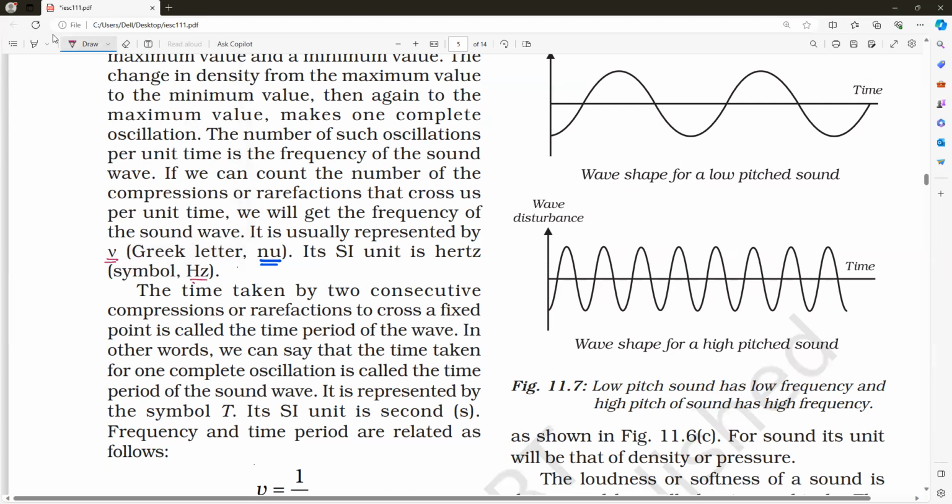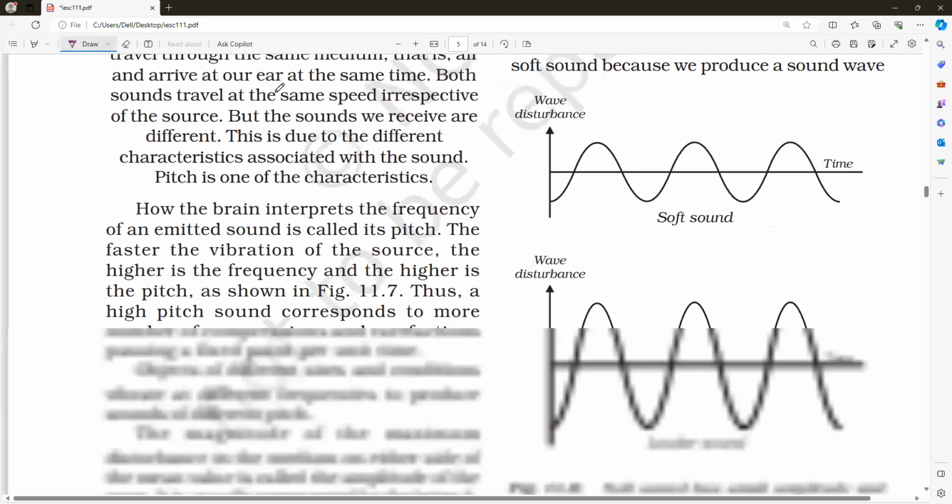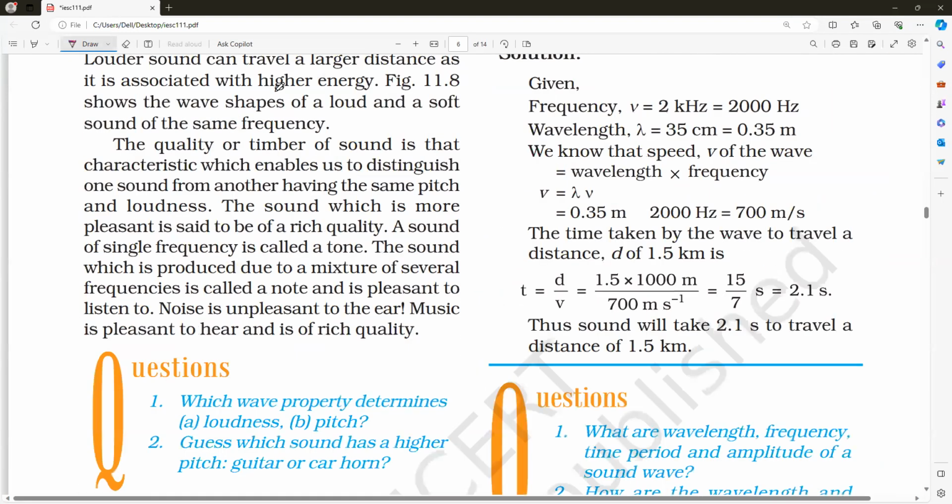Hertz. So nu means frequency. Nu is equal to 1 by time period, or time period is equal to 1 by nu. That is what you have to remember. Okay, guys? Understand? Then wave speed.